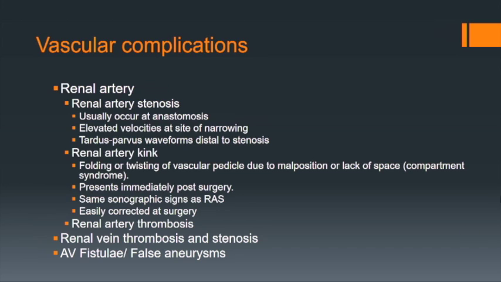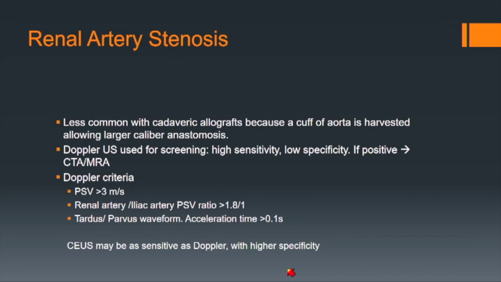And this is a form of compartment syndrome. It usually presents immediately post-surgery and has the same sonographic signs in terms of Doppler as RAS. It's easily correctable, so it's important for us to pick it up. The renal artery can thrombose. The renal vein can be thrombosed and also stenose, and you can get AV fistulae and false aneurysms.